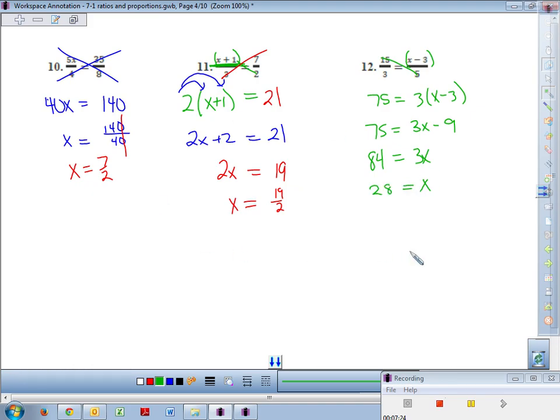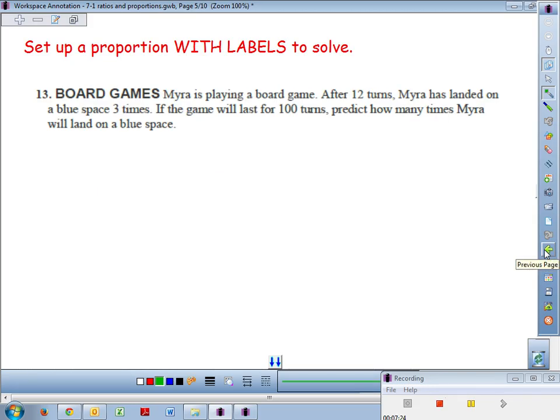So, algebra problems. When it comes to the story problems, we will set up a proportion with labels to solve. It's much easier than you think if you put the labels. So, Myra is playing a board game. After 12 turns, Myra has landed on a blue space 3 times. If the game will last for 100 turns, predict how many times Myra will land on a blue space.